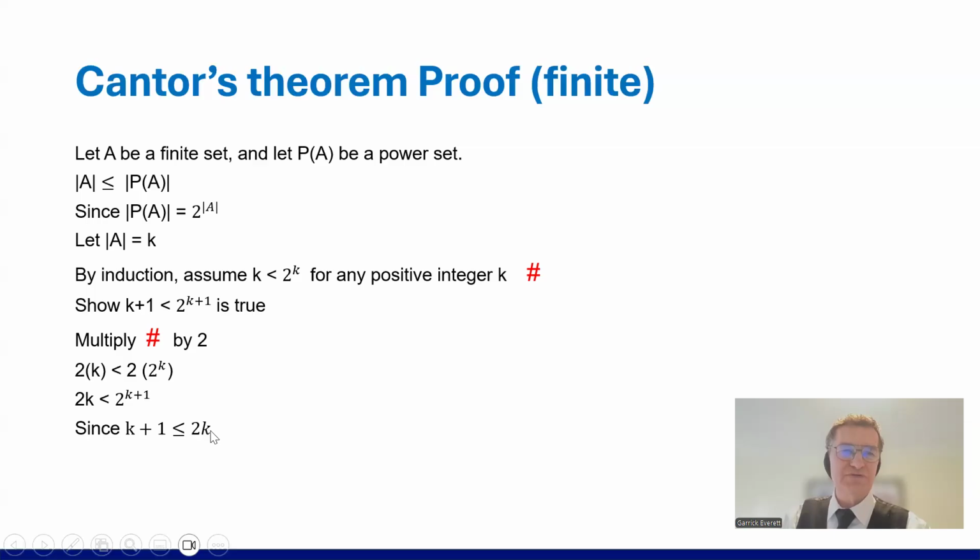2 times 2 is 4, so 3 is less than 4, etc. So these are just positive integers, and for everything else, this is going to be true. Therefore, we can say k plus 1 is less than or equal to 2k, and that is less than 2 to the power of k plus 1. So therefore, k plus 1 is less than 2 to the k plus 1. So we've proved Cantor's theorem for a finite set.